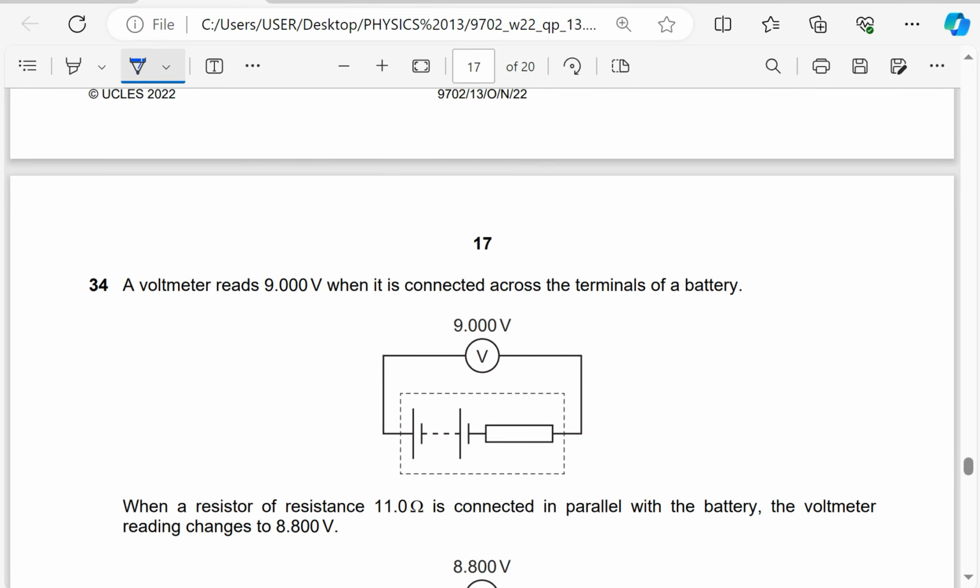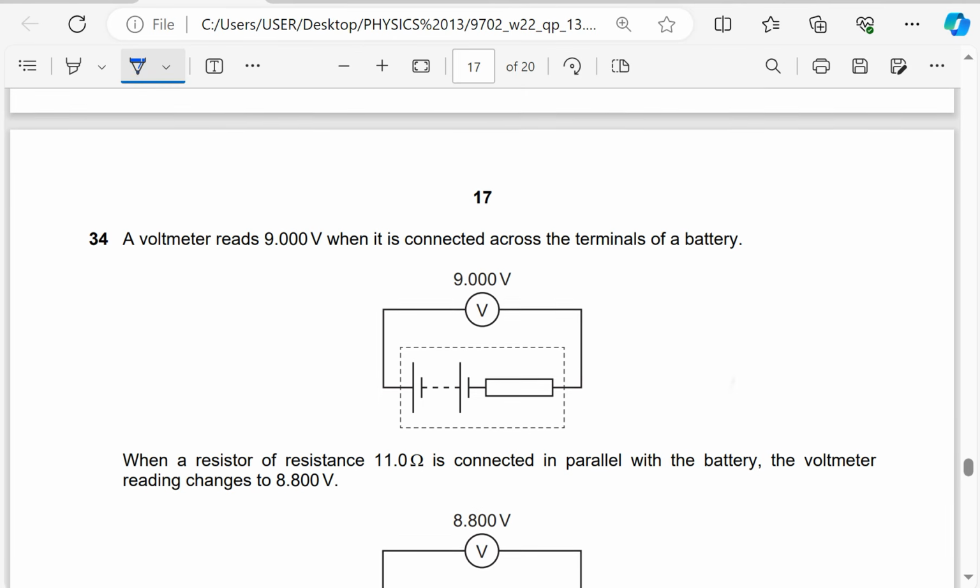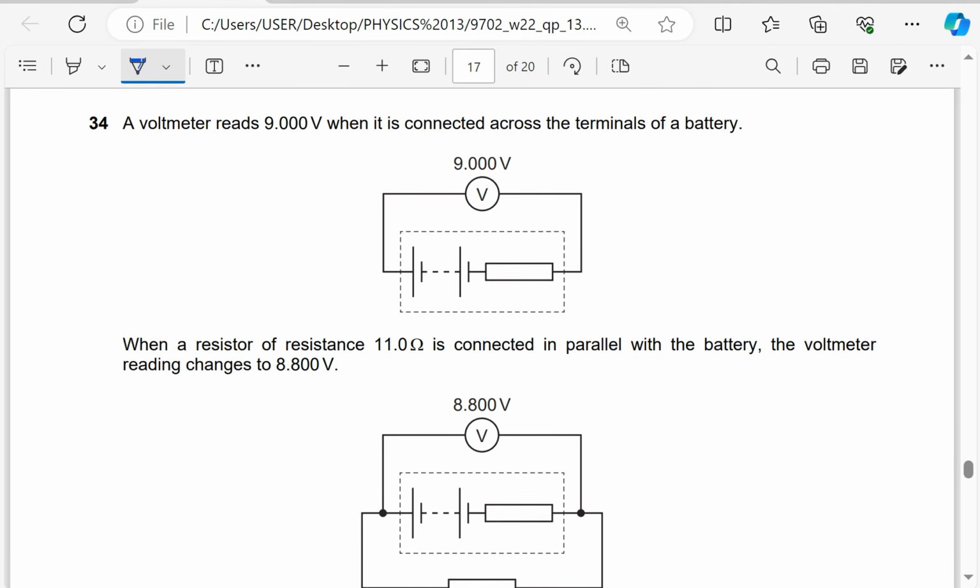A voltmeter reads 9 volts when it is connected across the terminals of a battery. So here it reads 9 volts.